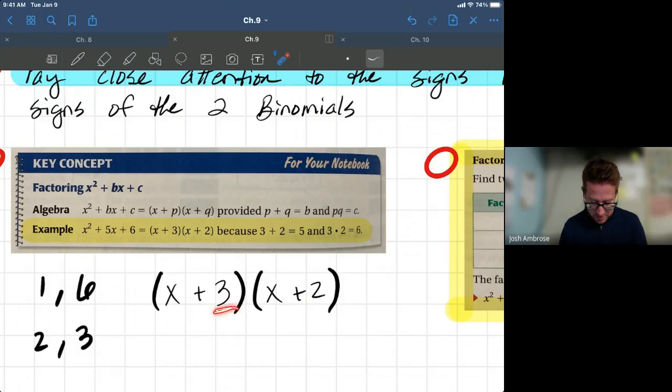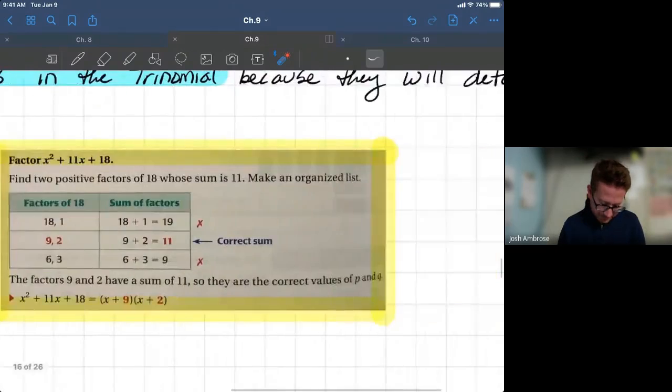Again, what is 3 plus 2? 5. What is 3 times 2? 6. All right, so we'll go step by step and walk you through it.